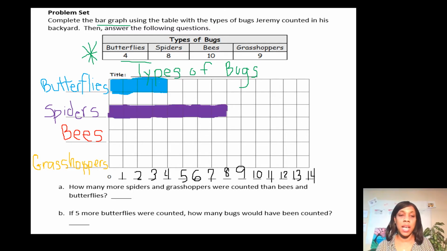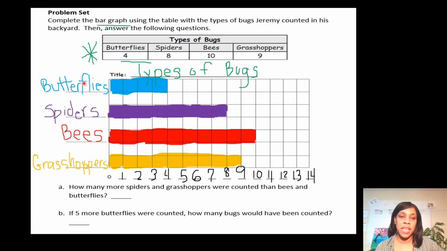Next, I'm going to color in how many bees he saw. He saw 10 bees. Do that now, please. Color in your bar, just like I'm doing. And last, he saw 9 grasshoppers. Color in that bar, please.